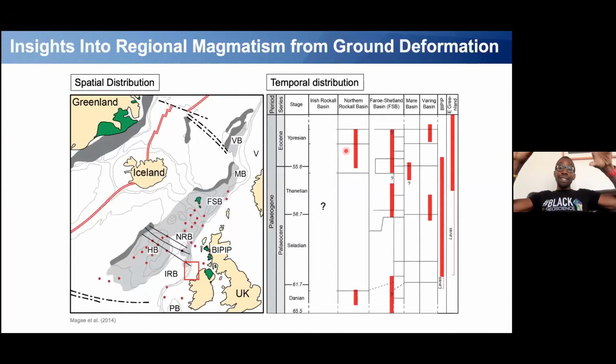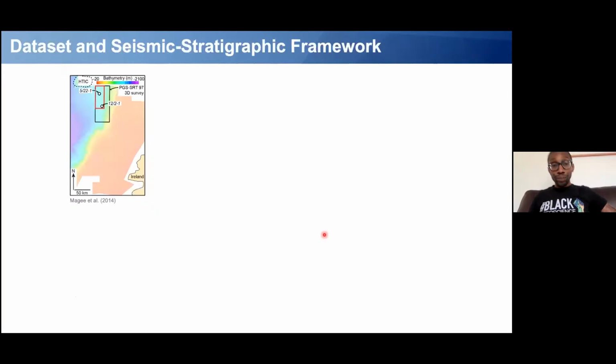And they were quite scattered. Whether these are discrete pulses, or radiometric date uncertainties, or protracted magmatism was still a bit of an open question, and certainly something that was poorly constrained for the Irish Rockall Basin in particular. So we used 3D seismic reflection data.